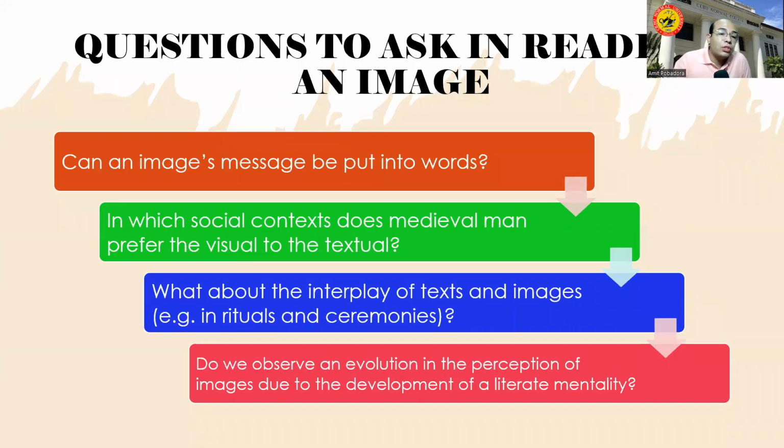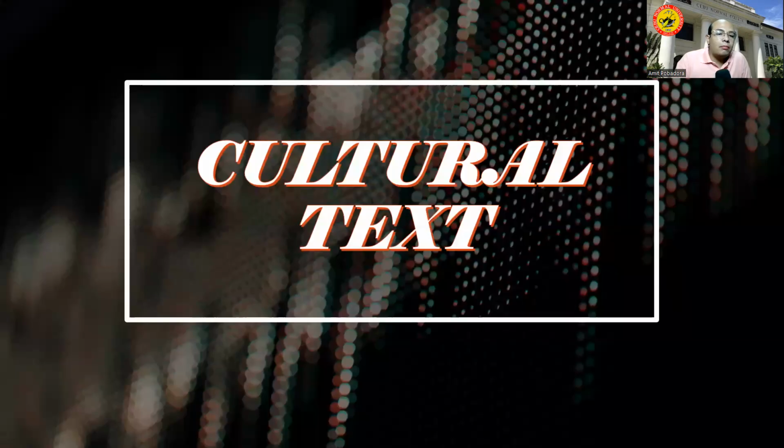Here is another set of questions that you may ask when you are reading an image. Can an image's message be put into words? In which social context does medieval man prefer the visual to text? And then the other two, as you can see on our screen. These are just questions. You can use these whenever you need to read and understand a particular image.